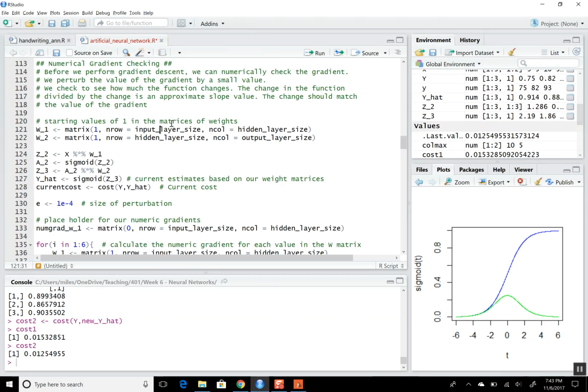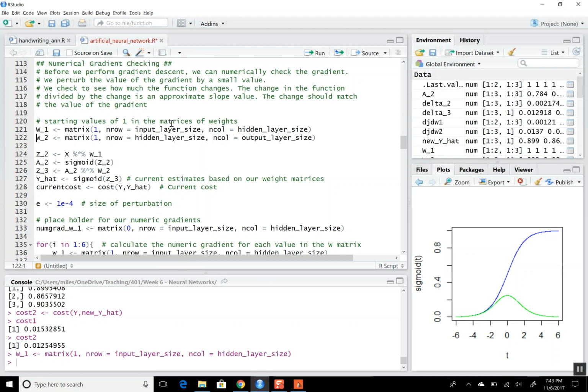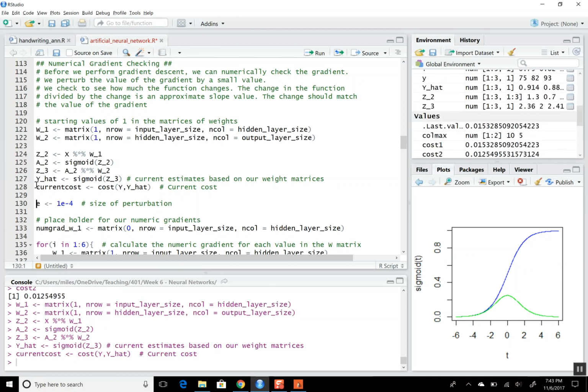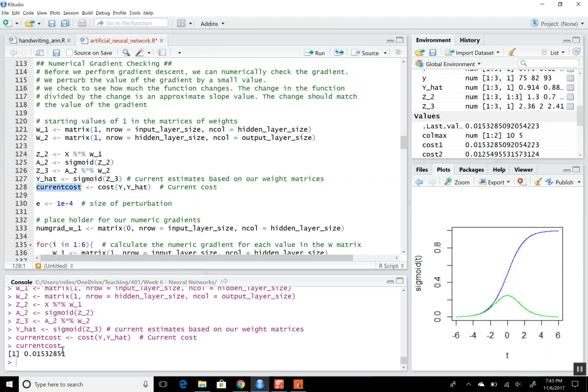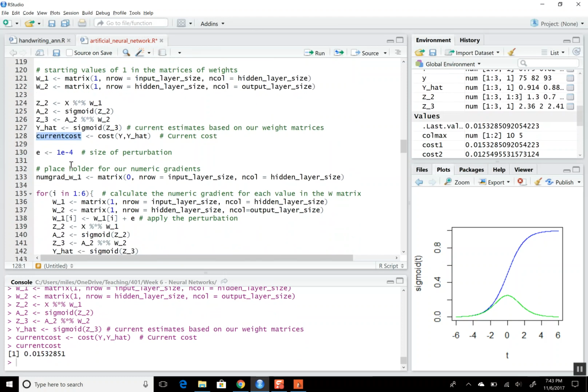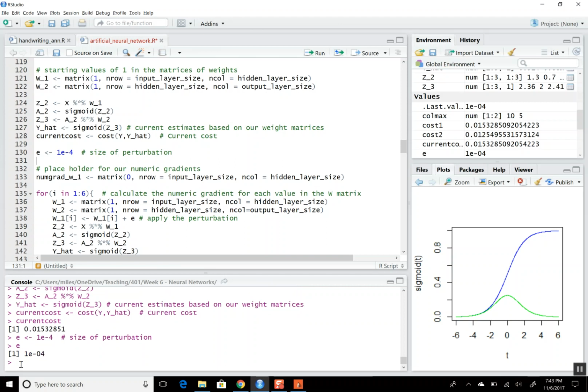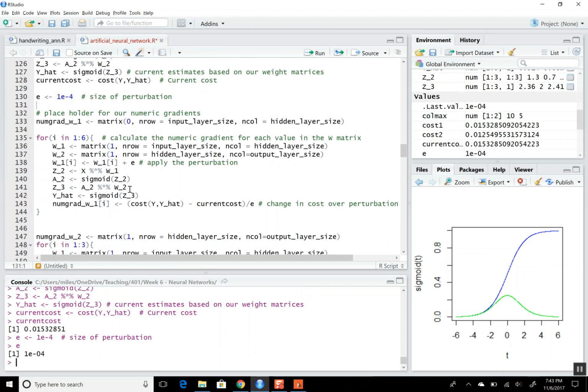Okay, and that's the idea behind numerical gradient checking. We're going to start off with a weight matrix. We get our current cost here, which we have here, and then we're going to change our values just by a tiny bit. Ten times e to the negative 4. This is what we're going to do.